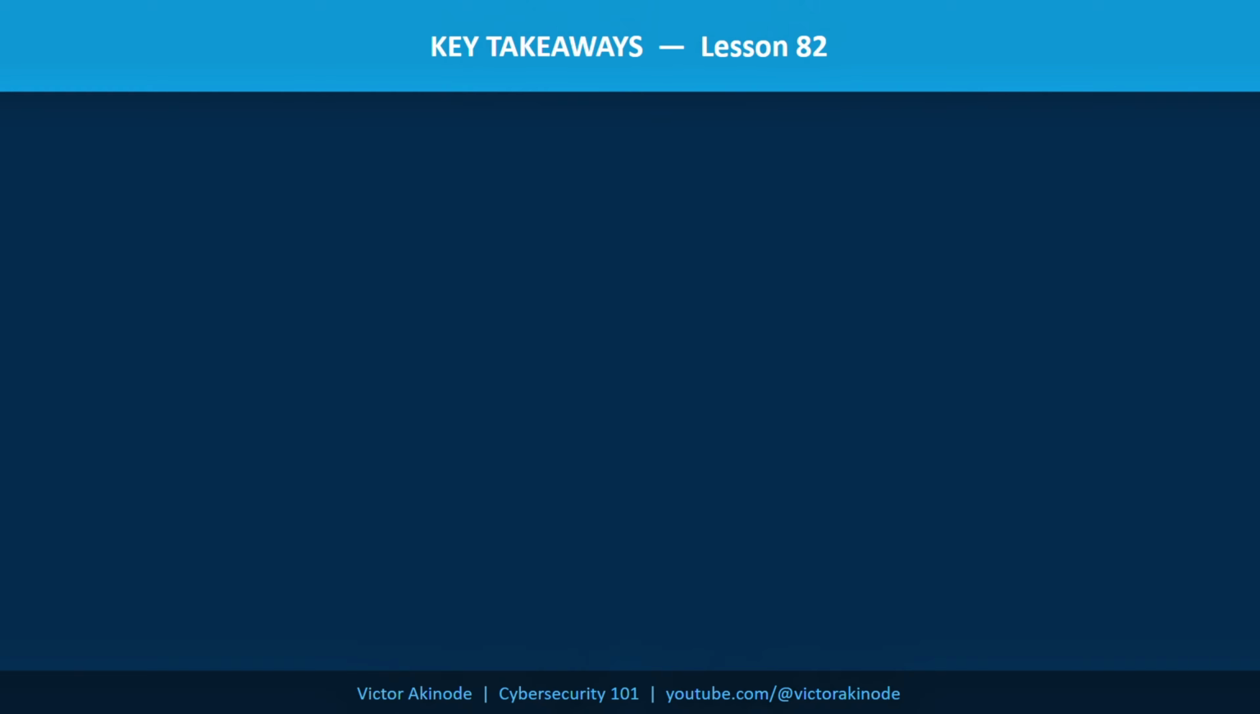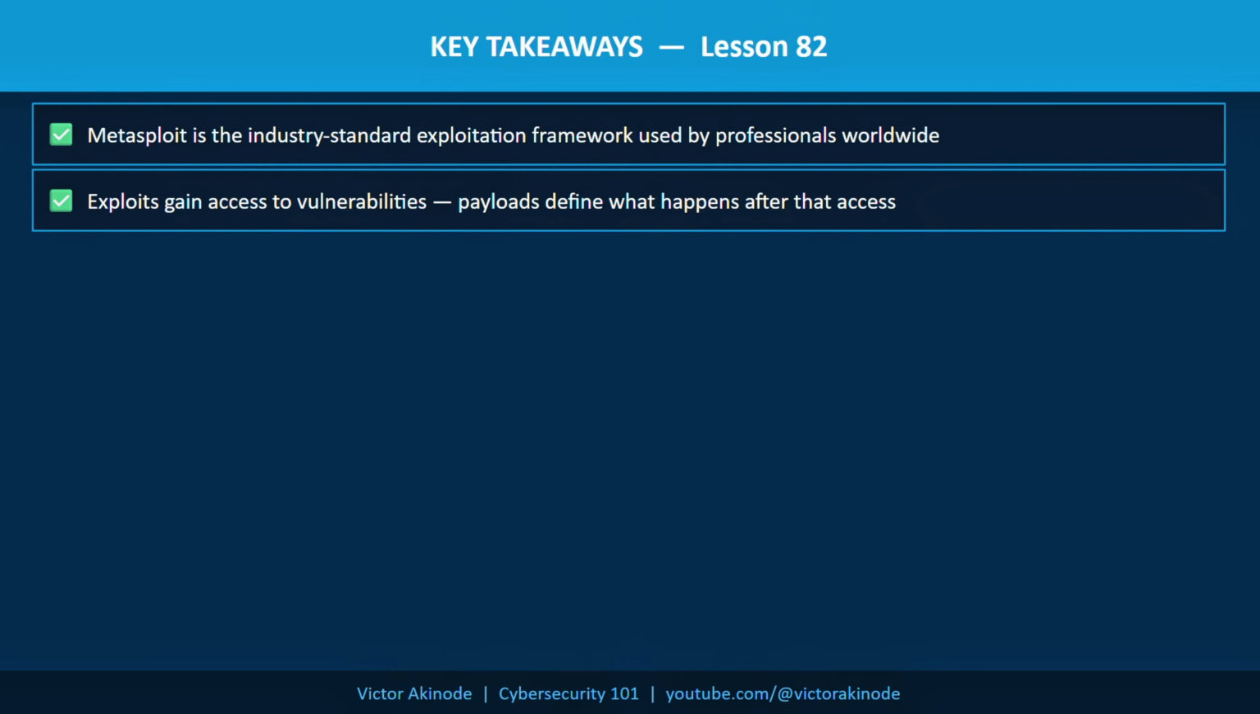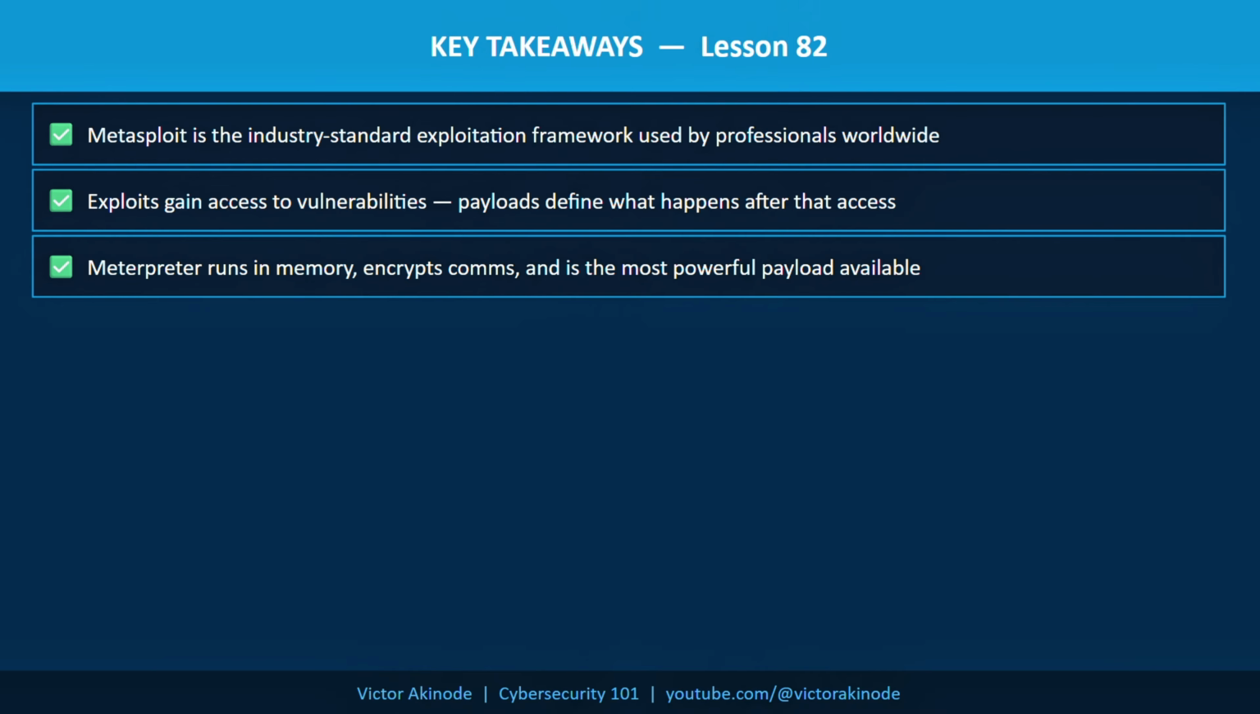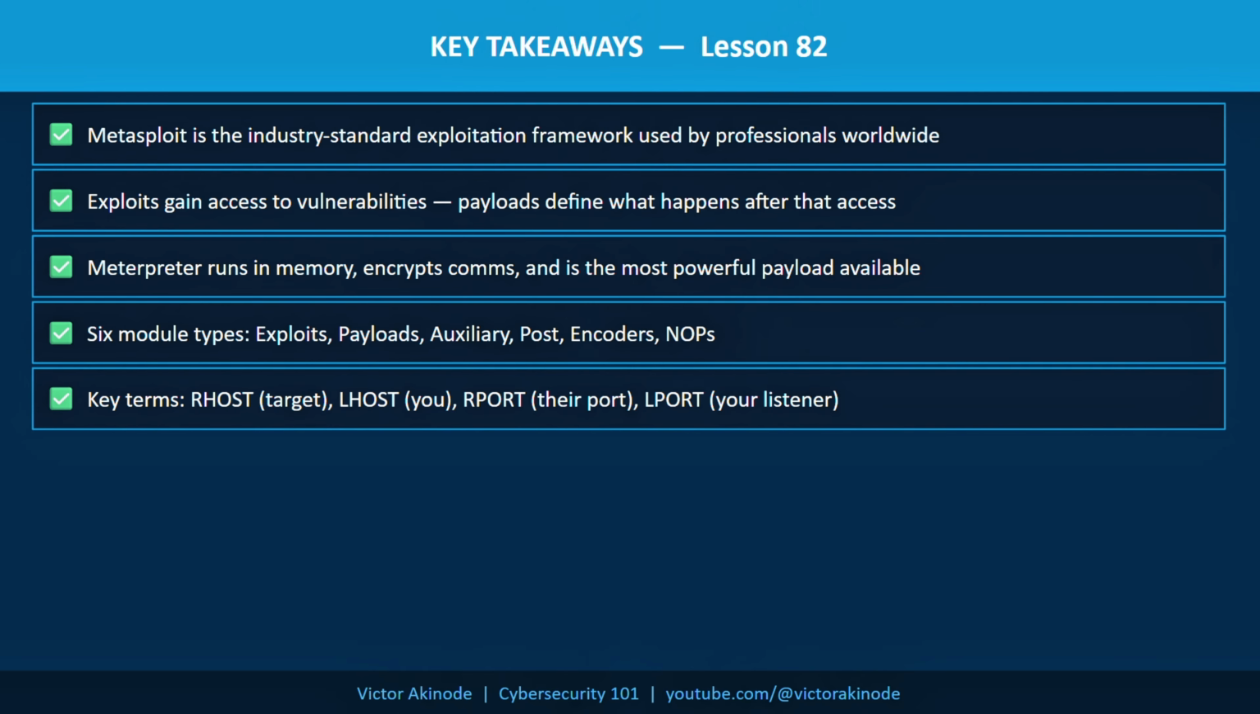Let's now summarize what we've learned in this lesson about the Metasploit framework. We've seen that Metasploit is the industry standard exploitation framework used by professionals worldwide. Exploits gain access to vulnerabilities, and payloads define what happens after that access. Meterpreter runs in memory, encrypts communications, and is the most powerful payload available. We have 6 modules: exploits, payloads, auxiliaries, posts, encoder, and NOPs. We also consider some key terms such as R-host, which is the target, L-host, which is you, R-port, which is their port, and L-port, which is your listener.